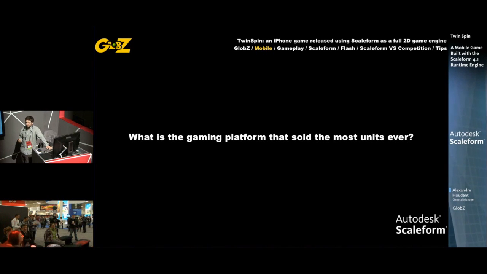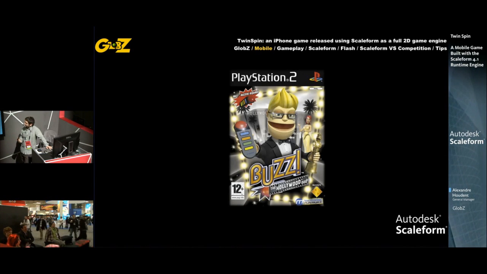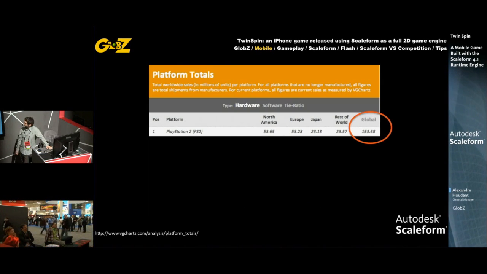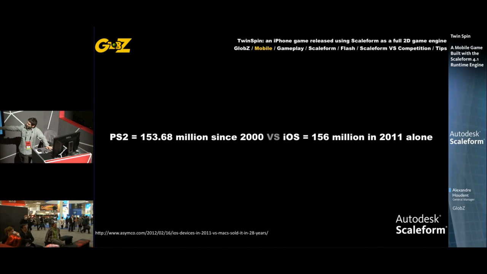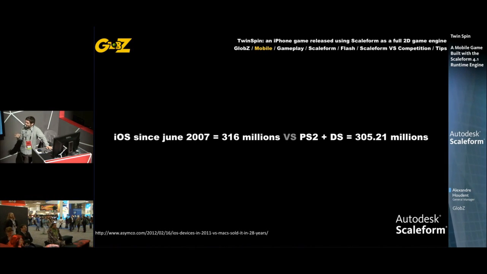So let's do some quiz. What is the platform that sold the most units ever, the gaming platform? It's the PS2 that sold 153 million units. So here you have the overall top 10 ever. The PS2 sold 153 million since 2000. iOS devices shipped 156 million in just 2011. So there may be a kind of shift there.